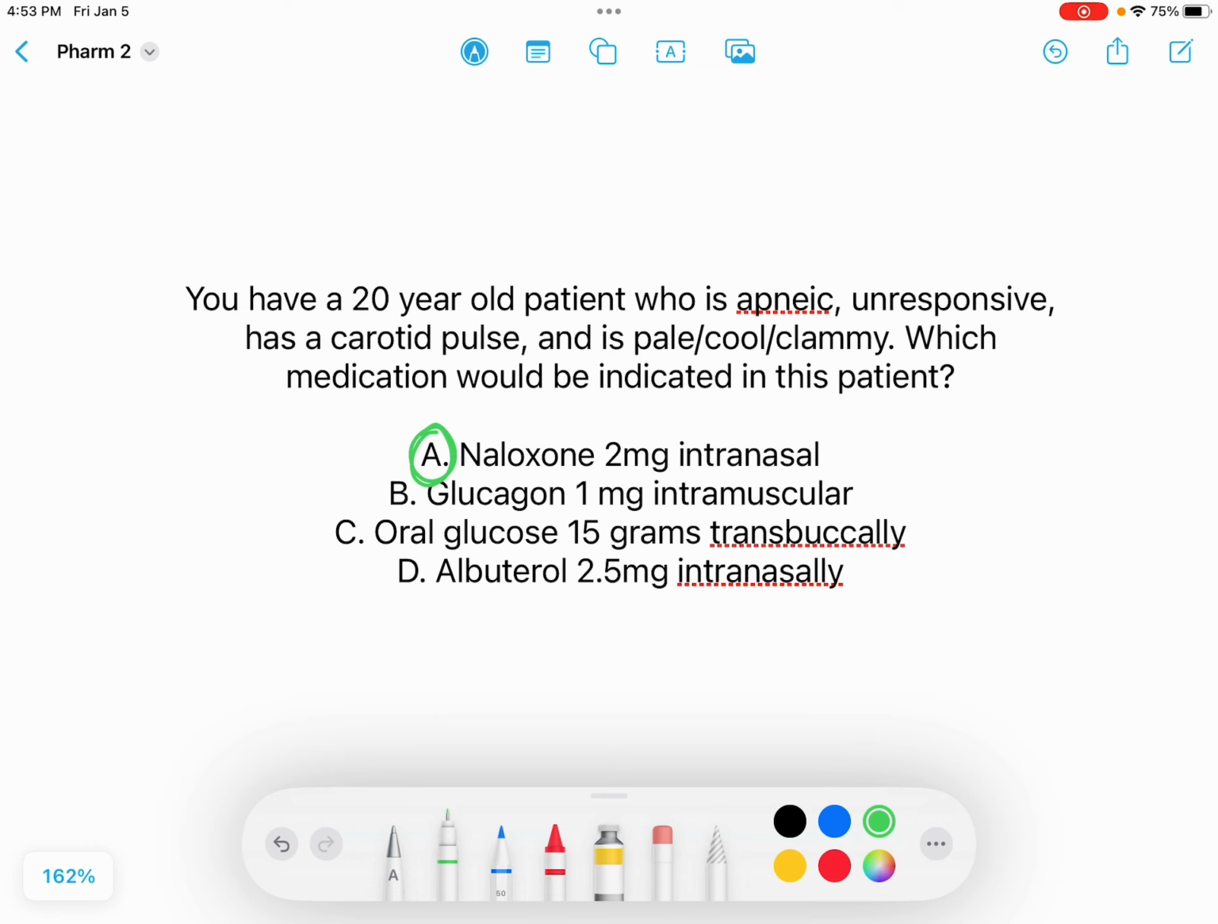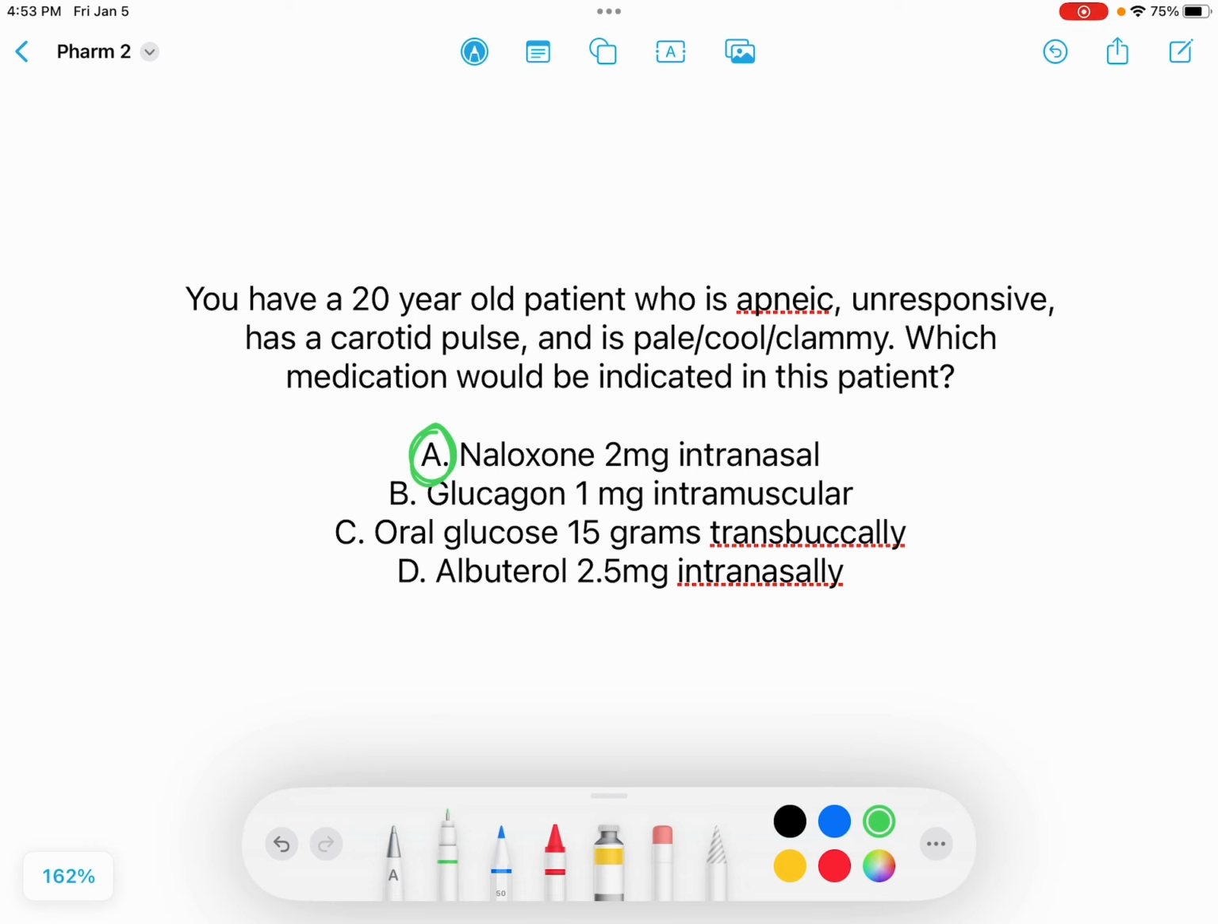So without really going into too much detail about opiate overdoses, we know that respiratory depression is a big thing here. Now, this patient being unresponsive, it could be a diabetic issue. It could be an opiate overdose. It could be some sort of cardiac thing. Who knows, right? We don't really know. But we do know that some of these other answers are pretty silly.